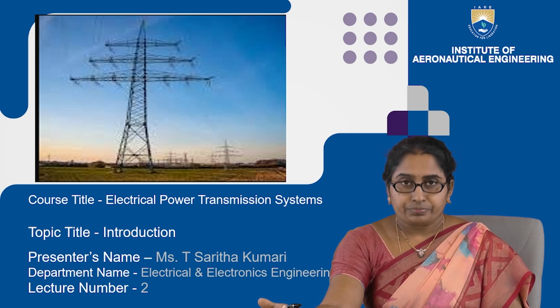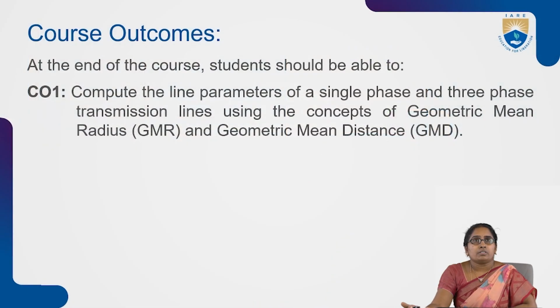So, first, I'm going to show the course outcome related to that. The course outcome is: compute the line parameters of single phase and three phase transmission lines using the concepts of GMR and GMD. As this is the introduction part, it mainly talks about the transmission line, basic transmission line parameters and its related terms: geometric mean radius and geometric mean distance.